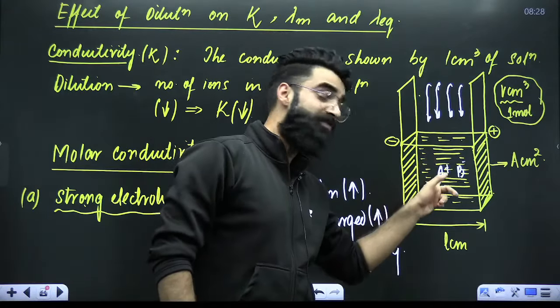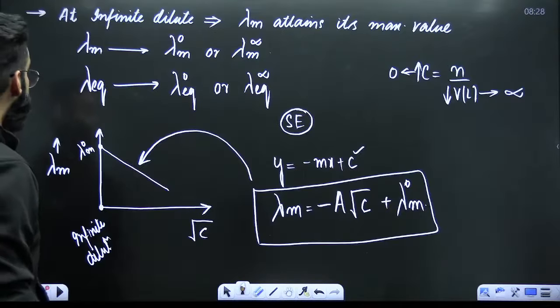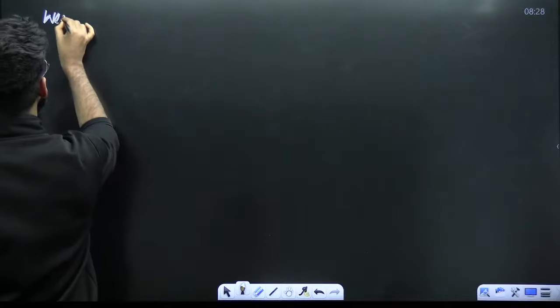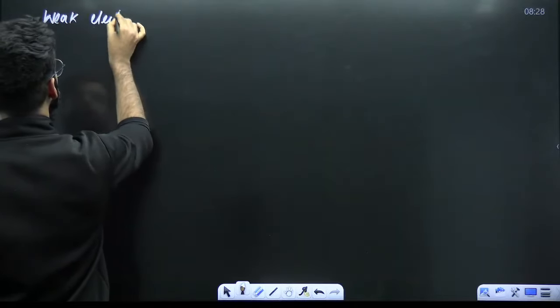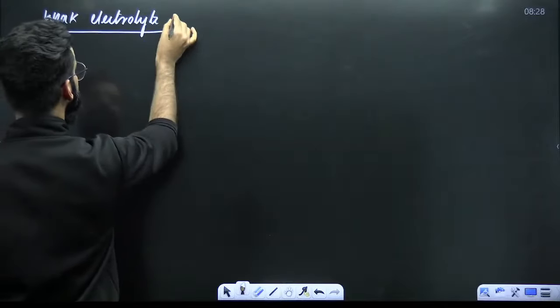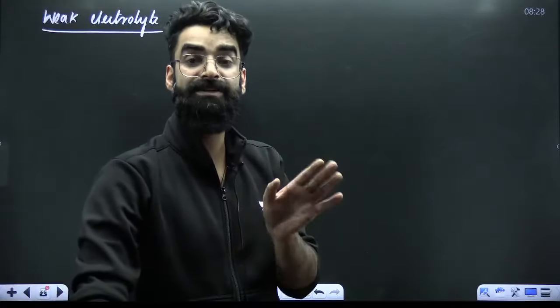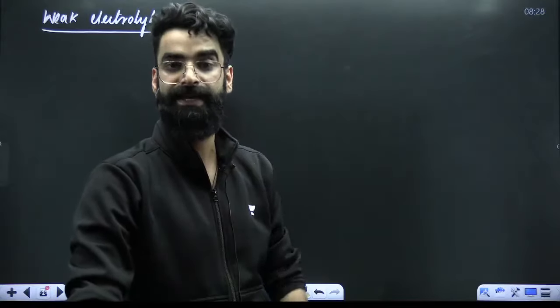Now, if there is a weak electrolyte in the container, what will happen on dilution? Let's check that too. For example, there is a weak electrolyte in the container. Tell me about weak electrolyte. A weak electrolyte gets partially ionized. It does not get 100% dissociated into its ions.